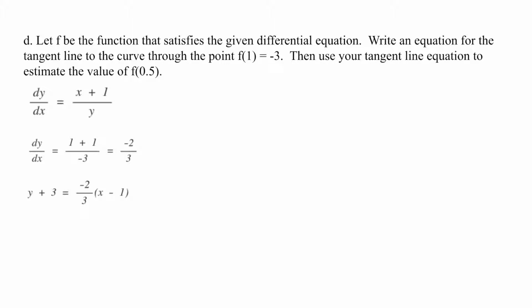And because now we know the slope at the point f(1) = -3 is -2/3, we can write the equation, which comes out to y + 3 = -2/3 (x - 1). And now we can use this tangent line to estimate the value of f(1/2), which is found to be -2.667.